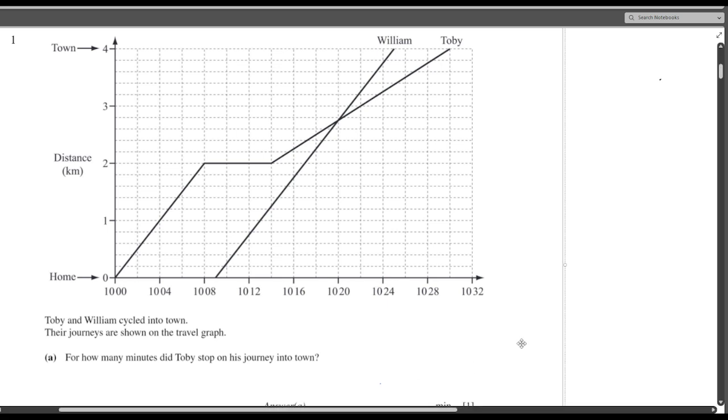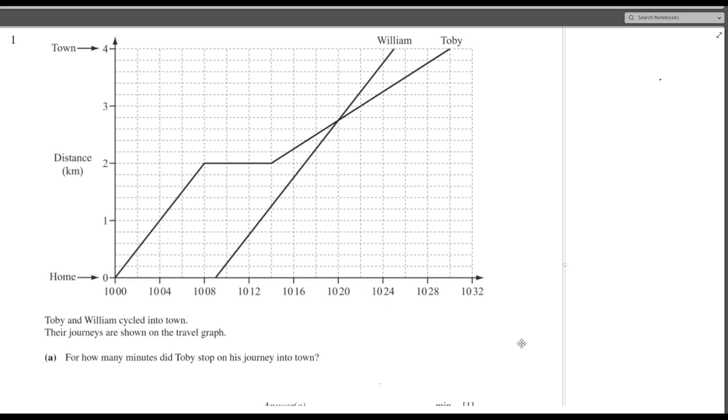Hello everyone. Today we are going to see some problems related to graphs. Let us start with question number 1. Toby and William cycled into town. Their journeys are shown on the travel graph. For how many minutes did Toby stop on his journey into town?